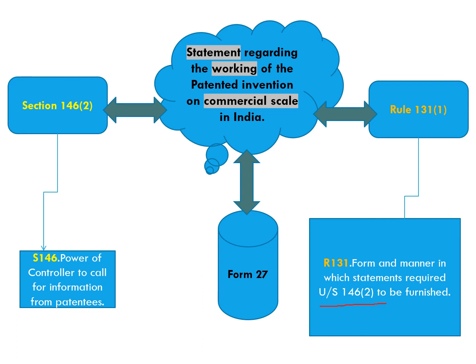So the keyword here is statement, and statement regarding what? Regarding the working of the patented invention on commercial scale, we can say, for a business purpose. Fine. So the primary keyword here is the statement or the information, we can say. Okay. And the secondary keywords are working on commercial scale in India. So just remember these three things: Form 27, Section 146 and Rule 131. The keyword is statement.